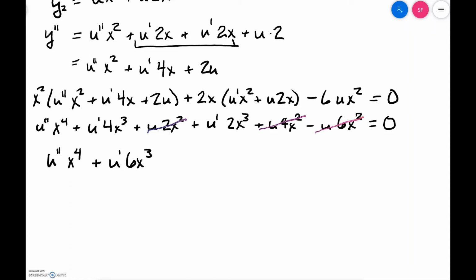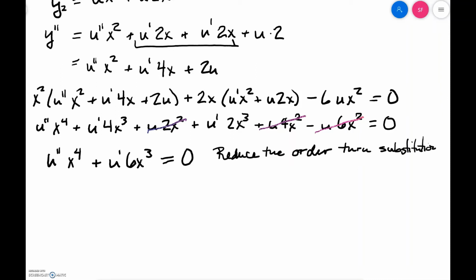So it looks like that simplifies down just to this. Well, that's kind of nice. Okay, so now, as the name of the process states, it's a reduction of order. And so we want to reduce the order through substitution.